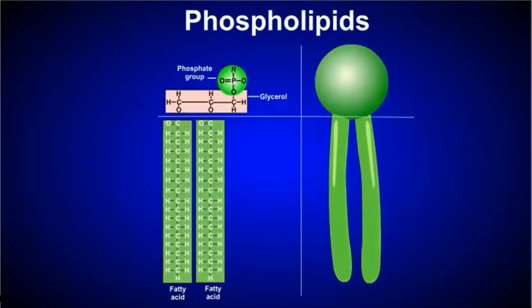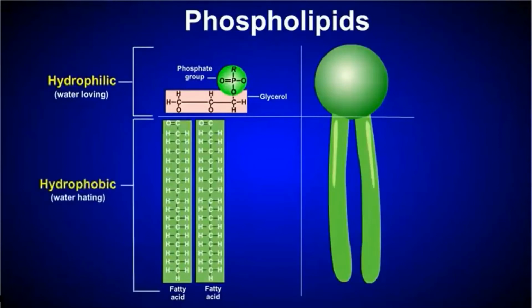Phospholipids are extremely important, mainly because of their unique properties in regard to water. The phosphate head of the molecule is hydrophilic, or water-loving. This means that it mixes well with water. The fatty acid tails, however, are hydrophobic, or water-hating, and do not mix well with water.